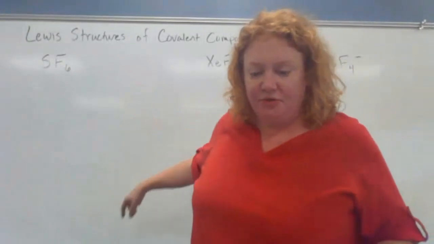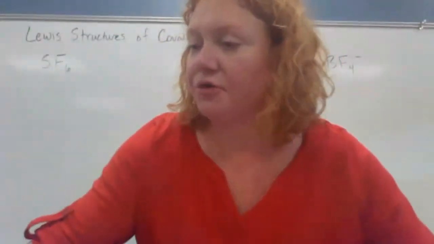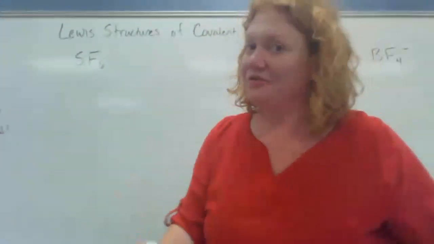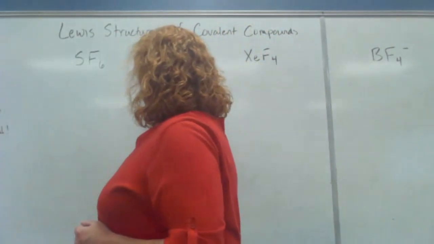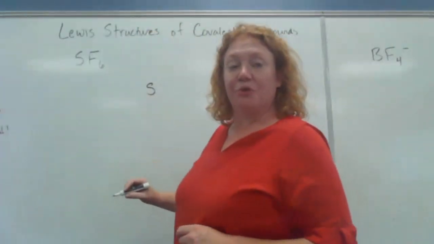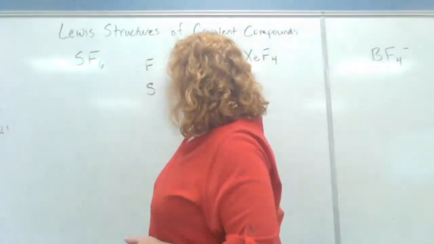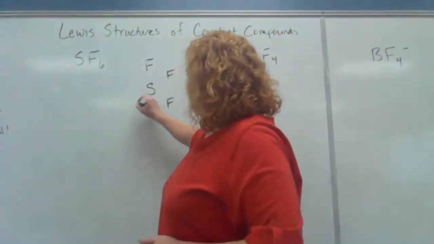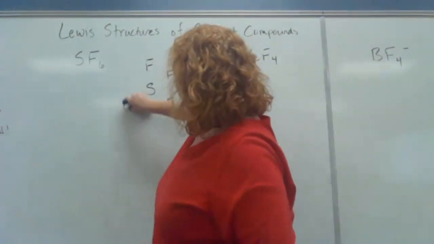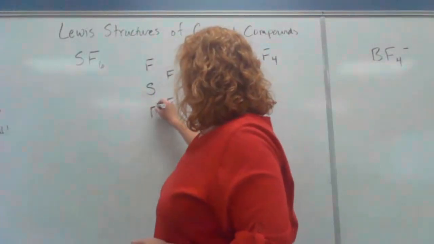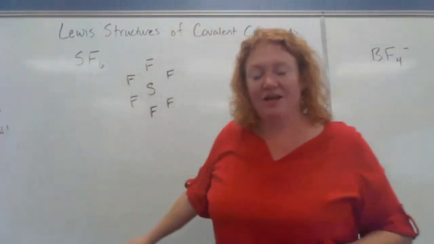SF6, sulfur hexafluoride. Again, place the least electronegative element in the center of your drawing. That is often the first element written, not always. In this case, sulfur is much less electronegative than fluorine, which is the most electronegative element. So I've got 6 fluorines that I'm going to draw around sulfur, and then I'm going to do my count.